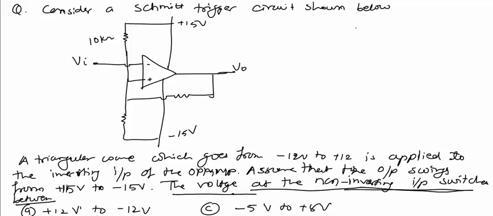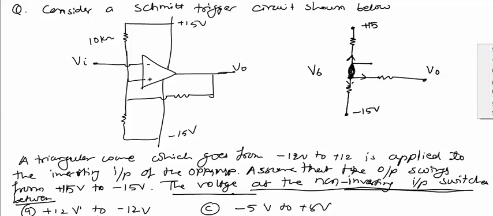The VB can be calculated using this network which is connected to the non-inverting input of the op-amp. Here the non-inverting input of the op-amp is there, and at this point the voltage VB will be calculated. At this point the voltage is 15 volt, here the voltage is minus 15 volt, and here the voltage is V0. Now this VB voltage will be calculated by applying KCL to this network at this point. Now we'll do the calculations.